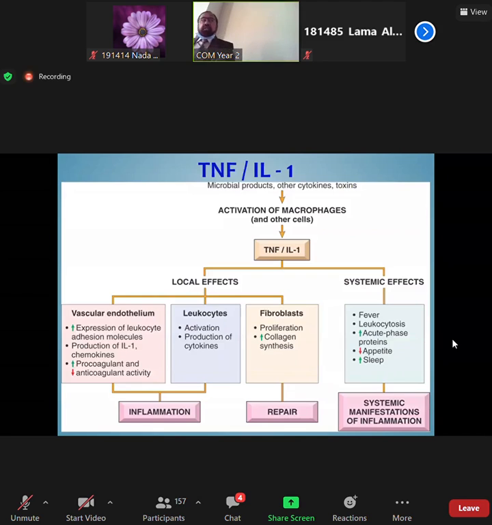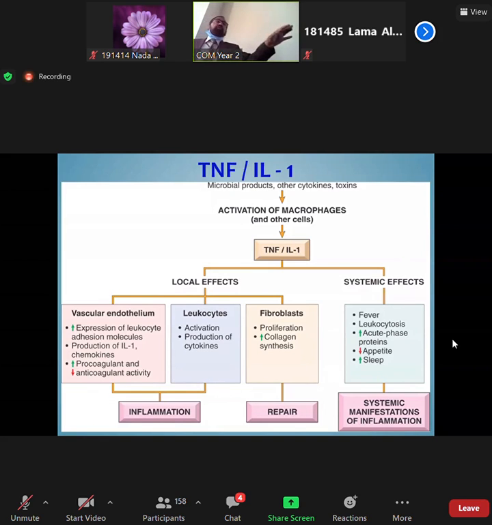Okay, now this is the chart I was talking about. TNF and interleukin 1 have local effects as well as systemic effects. These are the local effects, and this is the systemic effect. In the local effect, it causes the vascular endothelium to express leukocyte adhesion molecules. We have already discussed that, right? Production of IL-1, which we all know. Increased procoagulant activity. How? Because when there is damage to the basement membrane and it is exposed, procoagulant activity increases, right? Okay, and also it decreases anticoagulant activity.